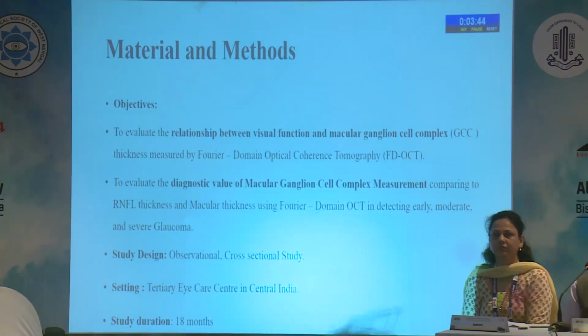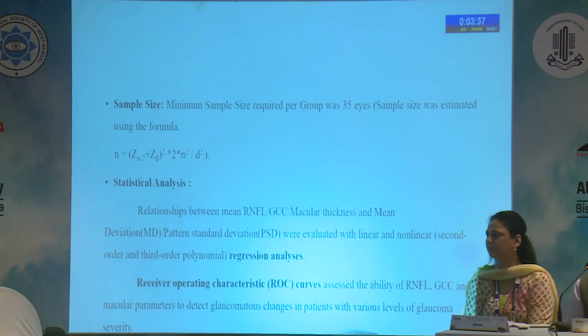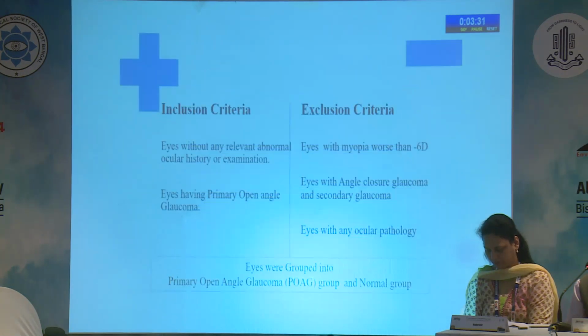It was an observational cross-sectional study carried out at a tertiary eye care center in central India over 18 months. Minimum sample size required per group was 35, and regression analysis and ROC curves were used for statistical analysis. Eyes without any relevant abnormal ocular history or examination and eyes having primary open angle glaucoma were included, while eyes with angle closure glaucoma and secondary glaucoma, eyes with any ocular pathology, or eyes with myopia worse than minus 6 diopters were excluded. Eyes were grouped into primary open angle glaucoma and normal group.